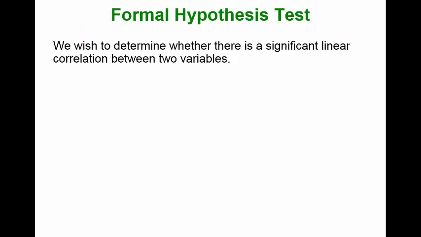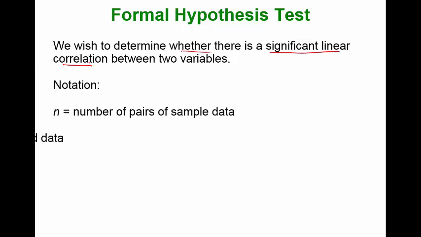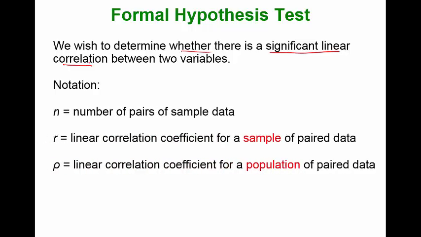So in a formal hypothesis test, we want to test whether there's a significant linear correlation between two variables, our x and y variable. For this, we're going to want just a handful of notations: n, r, and rho. N is the number of pairs of data that we have. R is the linear correlation for our sample. And rho, which we're not going to know, but we're going to make assumptions about, is the linear correlation for our population. So this is our parameter.